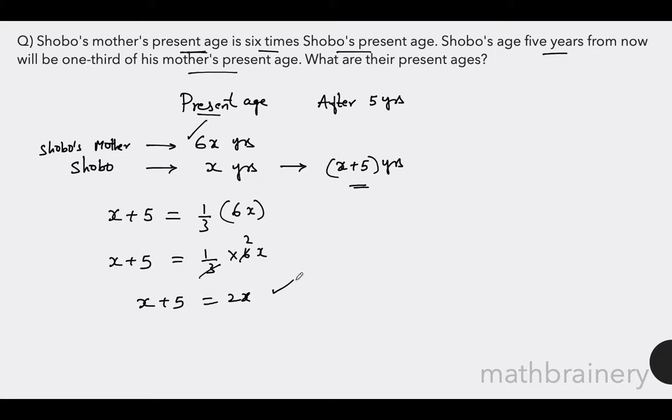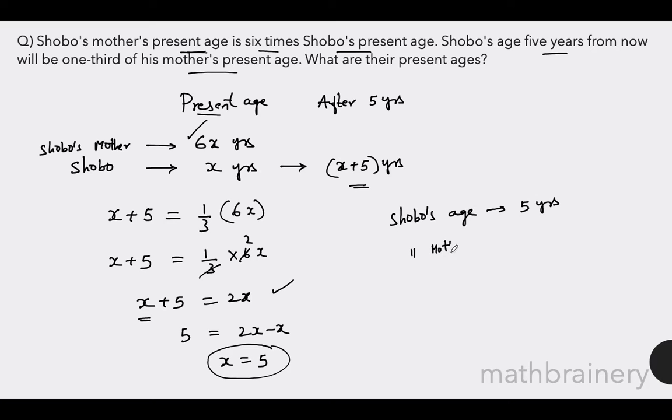This is a linear equation in one variable. Let's transpose this x towards the right hand side. You get 5 is equal to 2x minus x, or the value of x is 5. That means to say Shobo's present age will be 5 years and Shobo's mother's age, what is the present age of Shobo's mother? 6x. So it is 6 into 5 years, which is 30 years. Let's look at the next question.